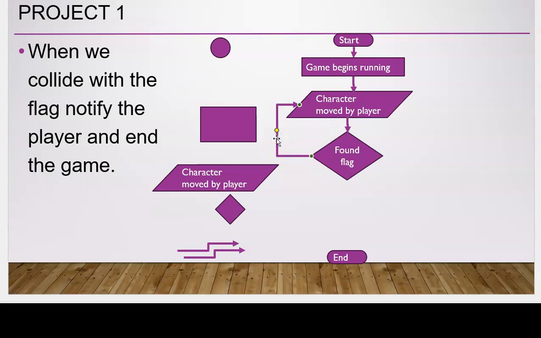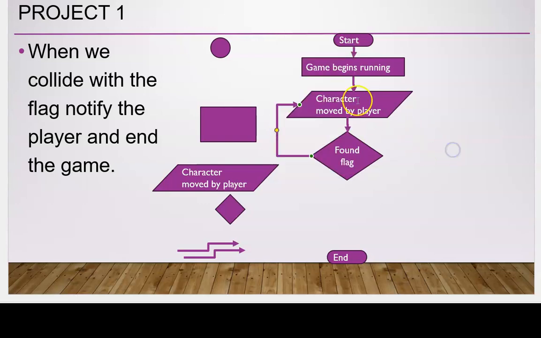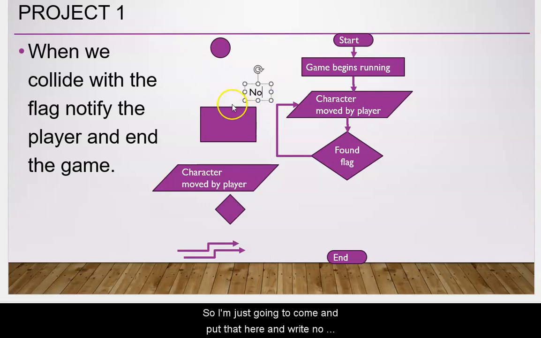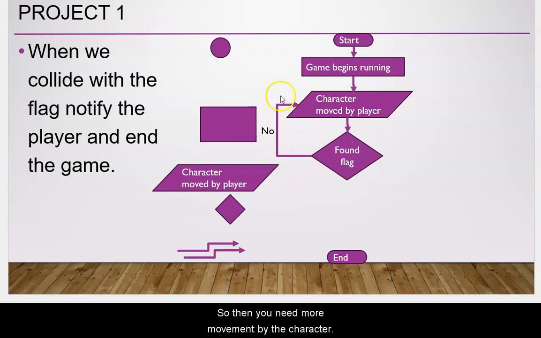And I could label this. I don't think it'll let me label. So I'm going to go up to insert, and there should be a text box under insert. I'm just going to put that here and write no, and have that over this label just so we know what happens, right? No, you could also write false. The found flag was, they didn't find the flag, so then you need more movement by the character.